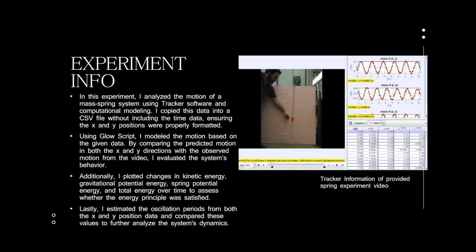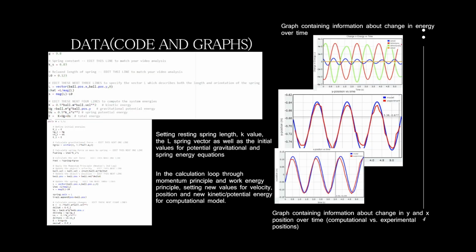Additionally, I plotted changes in kinetic energy, gravitational potential energy, spring potential energy, and total energy over time to assess whether the energy principle was satisfied. And then lastly, I estimated the oscillation periods from both the X and Y position data and compared these values to further analyze the system's dynamics.